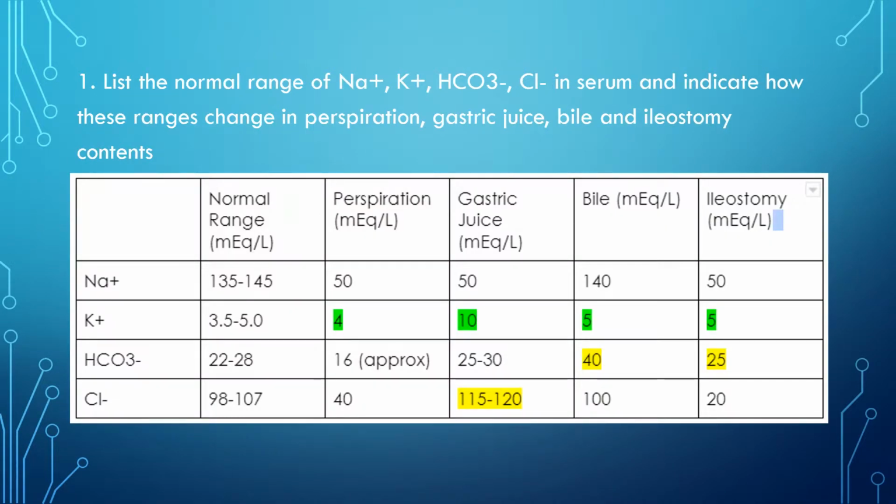This is objective number 1 from the syllabus for fluids and electrolytes and acid-base disorders. List the normal range of sodium, potassium, bicarbonate, and chloride in serum and indicate how these ranges change in perspiration, gastric juice, bile, and ileostomy contents. It would be best to know the normal range of sodium, potassium, bicarbonate, and chloride.